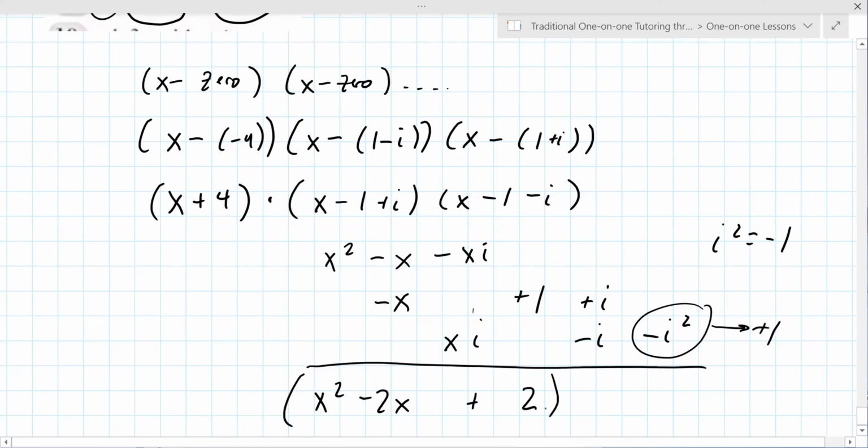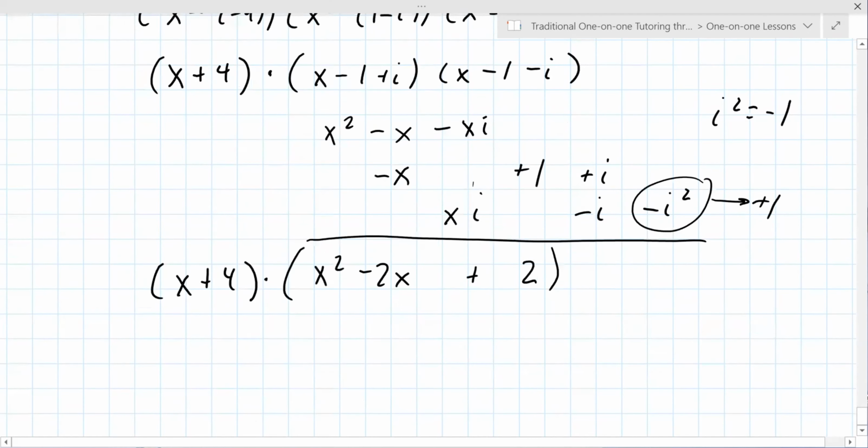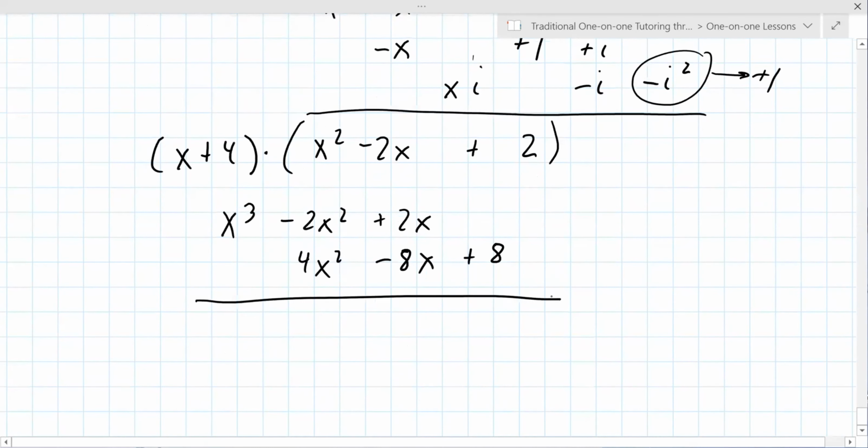So you feel really good about yourself, and then you're like, oh no, I got to do this again. Like I just got through. So you got to do x times each of these. X cubed minus 2x squared plus 2x. And then 4 times x squared is 4x squared. 4 times minus 2x is minus 8x. 4 times 2 is +8. And again, you get the terms to line up. Makes it easiest to do, to get the right answer.